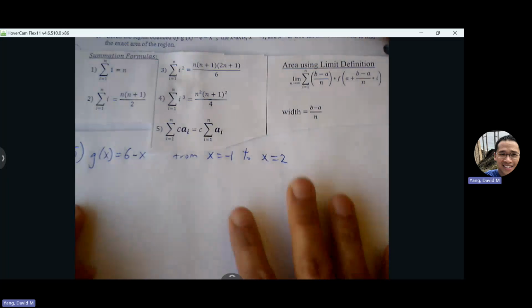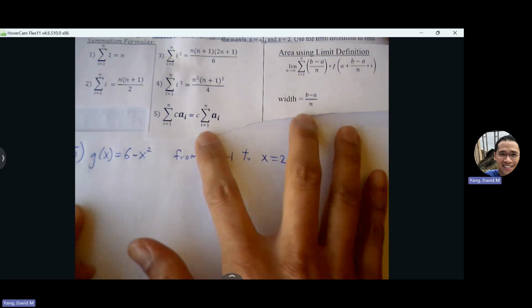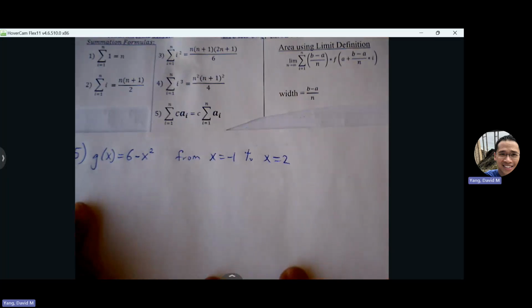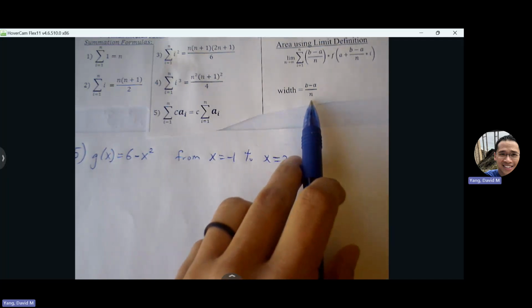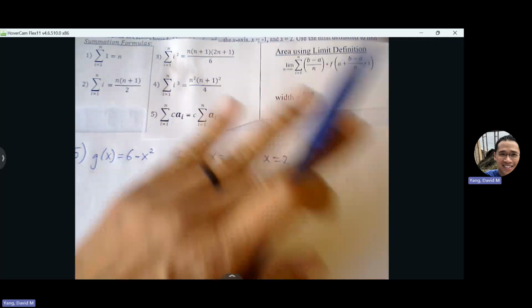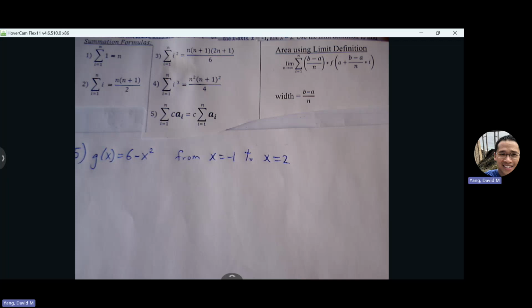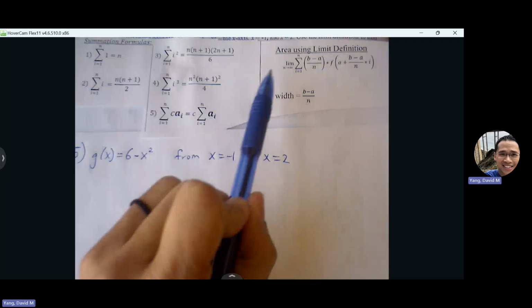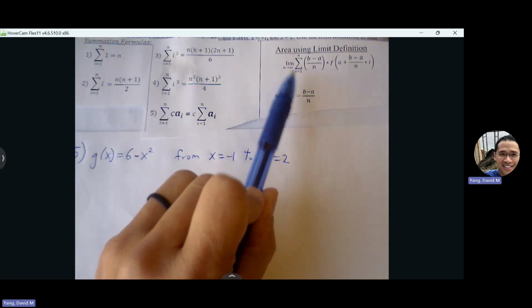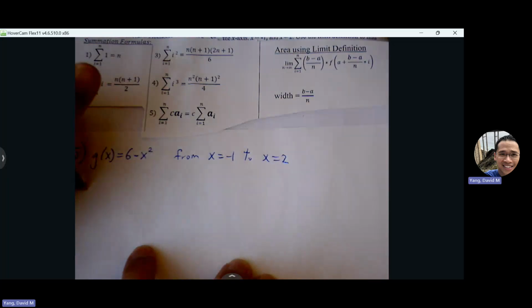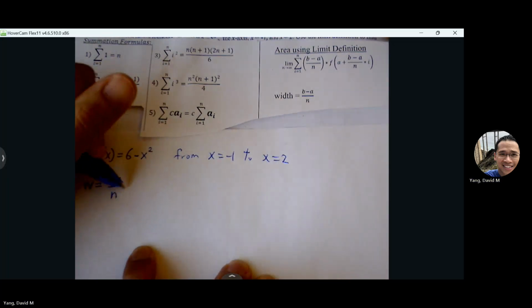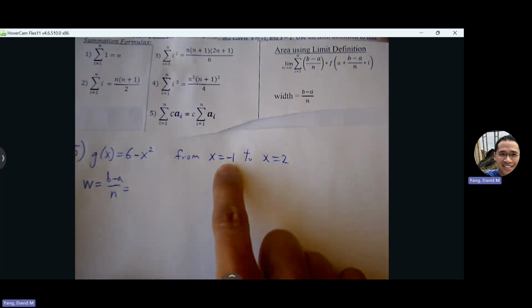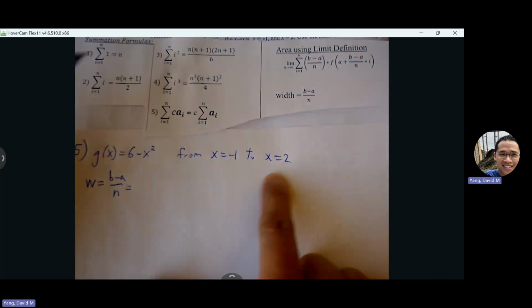Okay, so the first thing that we can start off doing is building our width. Remember, we have to hold on to our end value. If we're doing exact area, we're not going to have a set number of rectangles. We're going to push that n out to infinity after we collect all the ends. So start off with your width. Your A is your left endpoint. Your B is your right endpoint.